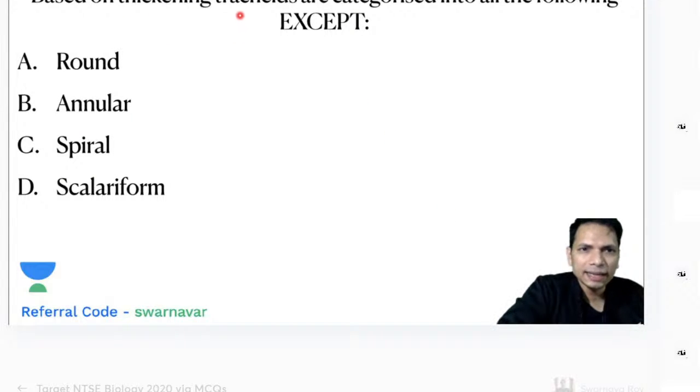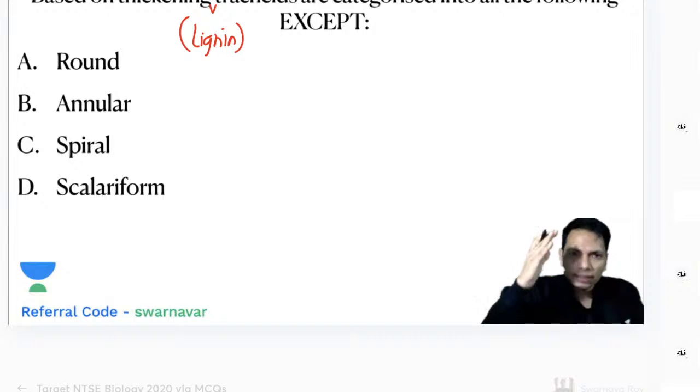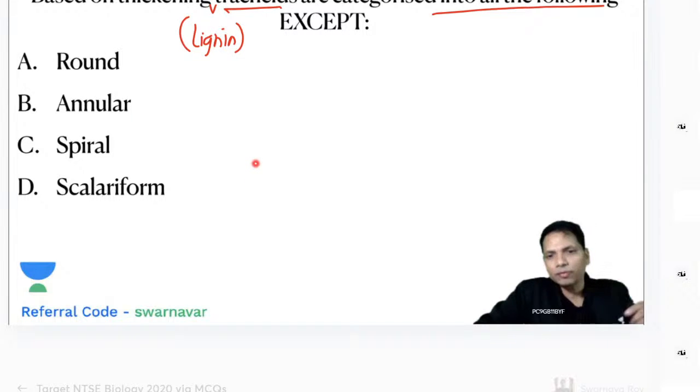Based on the thickening of tracheids, tracheids are categorized into all of the following except: round, annular, spiral, scalariform. So based on the thickening, which thickening? Thickening from lignin deposition. Tracheids have lignin deposition, okay? So because of lignin deposition, tracheids are categorized into all of the following: round, annular, spiral, scalariform. Except, which one of these four does not form?